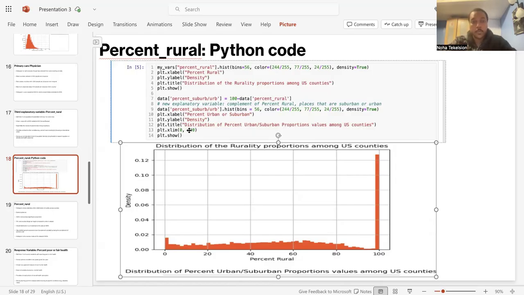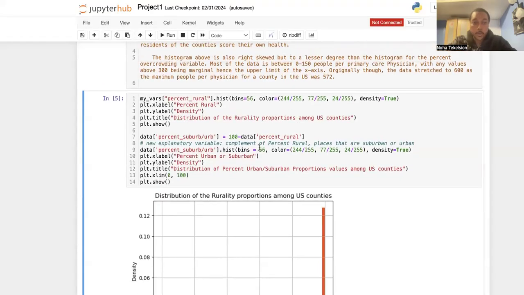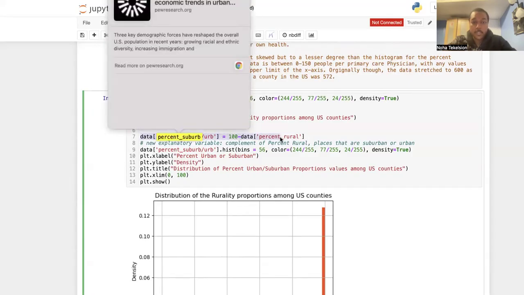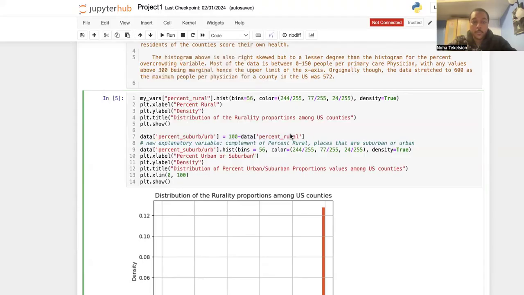I want to be able to quickly share this. So I'm going to show it here. Here we are. Right there, I made the inverse, which is 100 minus the data percent rural. Percent rural, we're cutting out that column. And that would give us the percent of suburban or urban.